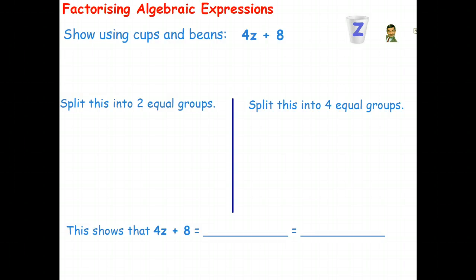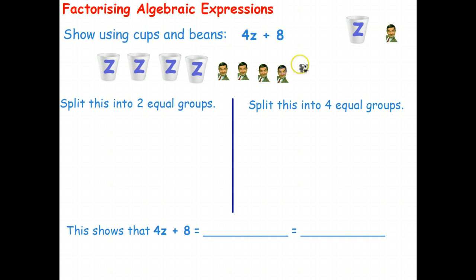Okay, and the last one. This time I've got 4 cups, each containing z beans. Oh, that's not quite the last one, I have one more page to go. And 8 additional beans. So I'll just drag them out fairly quickly. 5, 6, 7, 8. So there we have 4z plus 8.